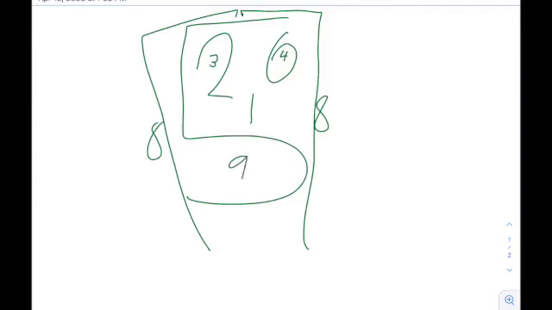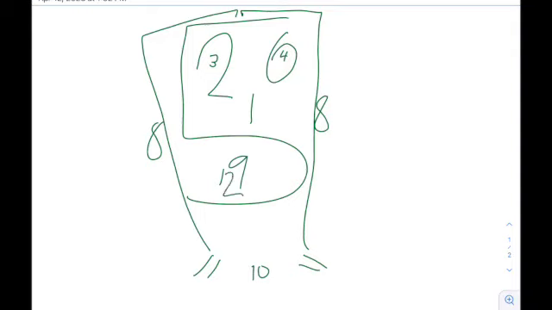Draw a 9 for the glossopharyngeal. That's the tongue. Draw a 10. That's the vagus nerve. It has to do with viscera and digestion. Draw an 11. That's the accessory nerve. It has to do with head movement. Draw a 12. That's the hypoglossal nerve that controls the tongue.